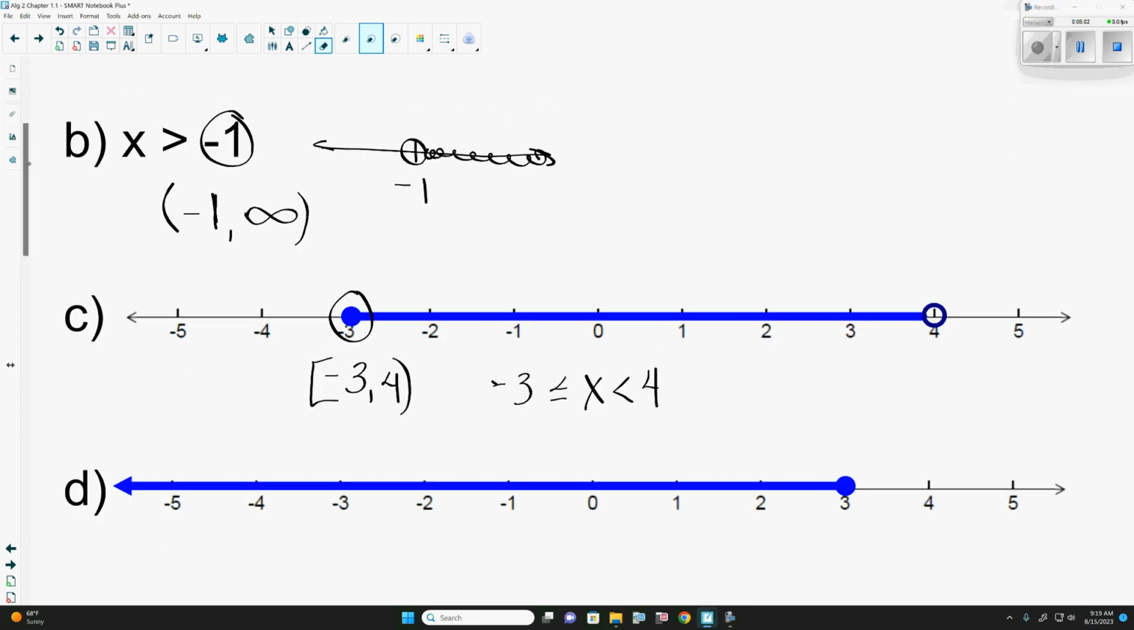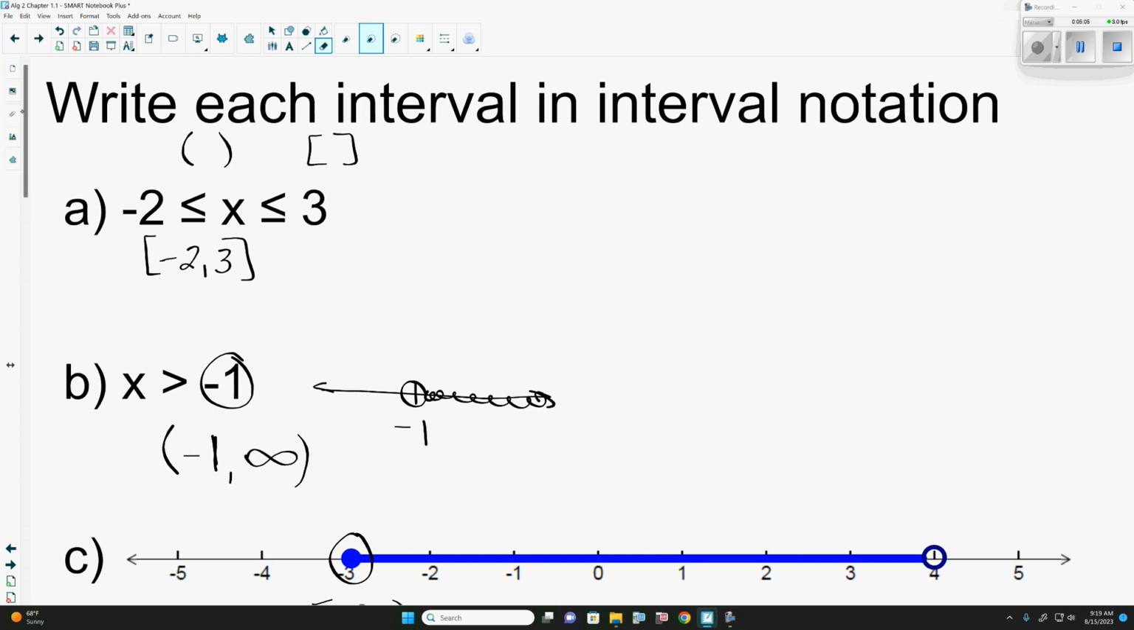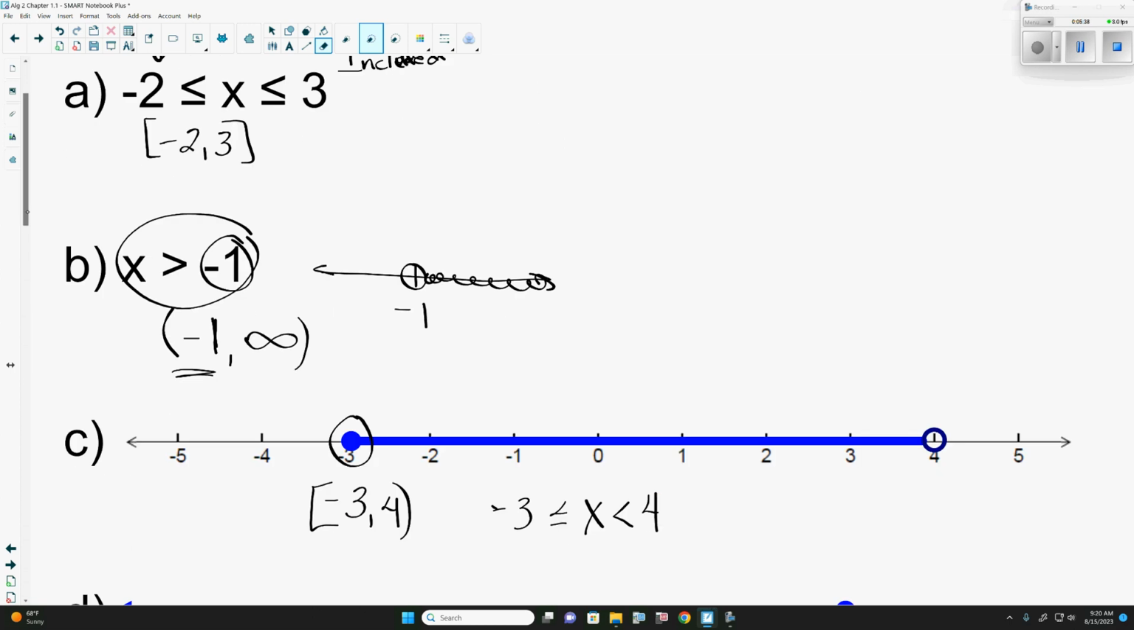So the first one, -2 is less than or equal to x. Is -2 included? Can x be -2? Yes. So we would use these brackets, these boxes, because it is included. Included is equal to it. It is contained within it. If it's not equal to, x is greater than -1, x cannot be -1 and this be true. So it stays open. We have a parenthesis. Does that make sense? Awesome.